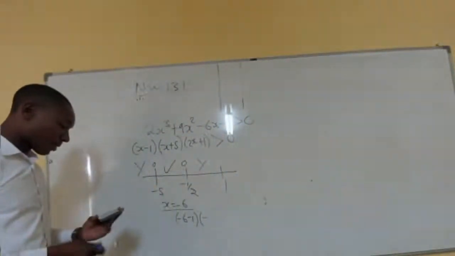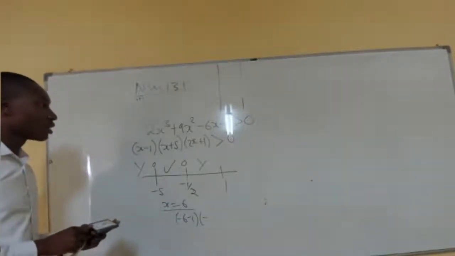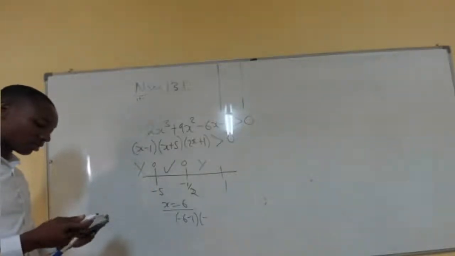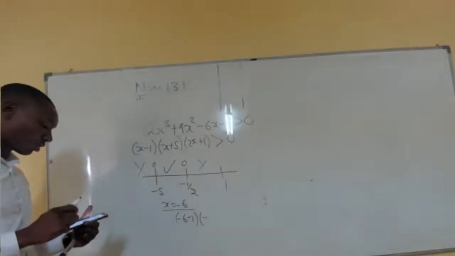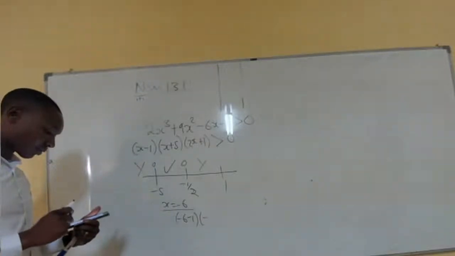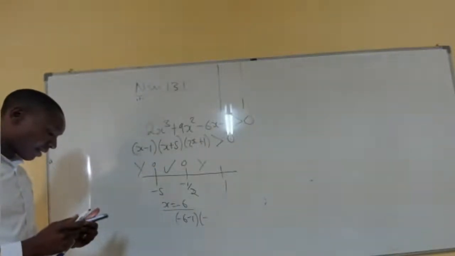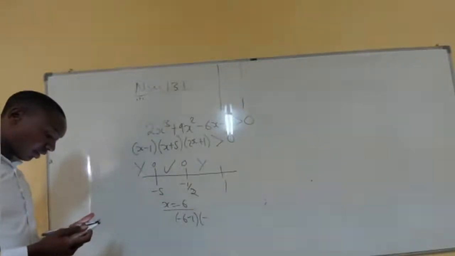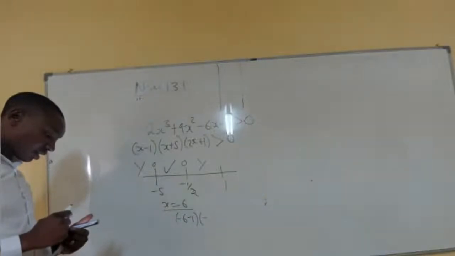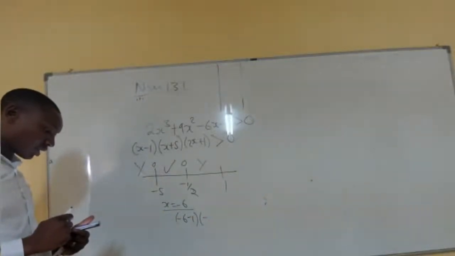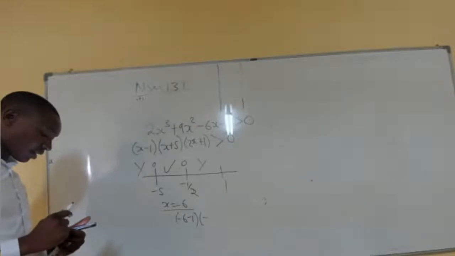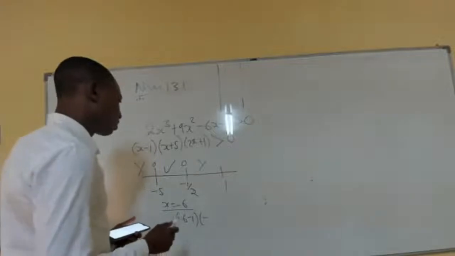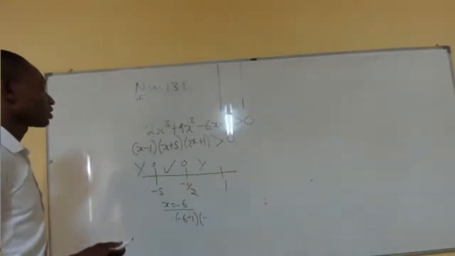Okay, so lastly, we want to test a number that is beyond positive 1. For a number beyond positive 1, let's say we pick positive half. What do we get? Actually, positive half is fine, but we can pick a number without a fraction.